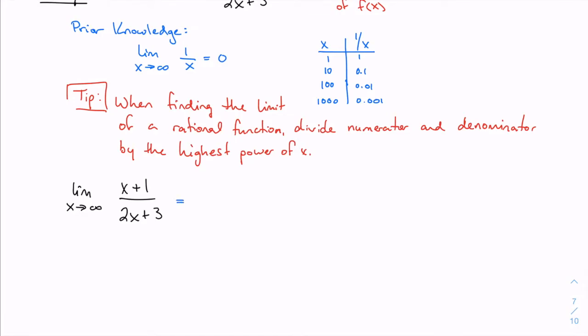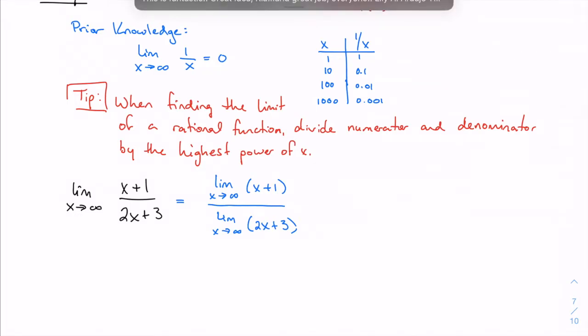I want to look at what happens when I take the limit of x plus 1 and then take the limit of 2x plus 3. Because as we said, the limit of a quotient and the quotient of the limits are the same, so I can look at my function this way. Now, if I were just to evaluate this as is, we wind up getting this to approach infinity on the top, because this number is just going to get bigger and bigger. And same thing with the denominator as well.